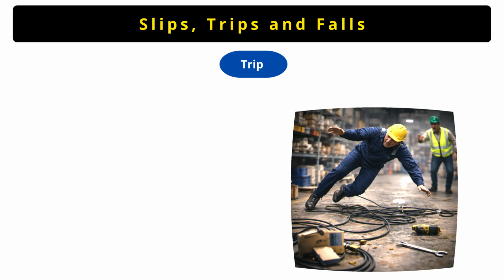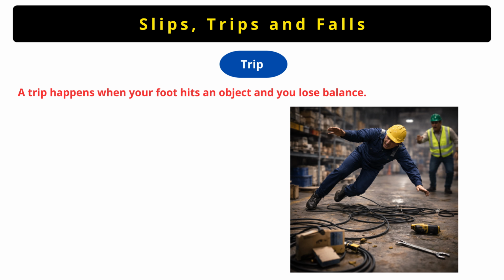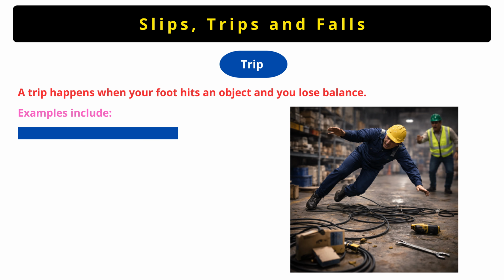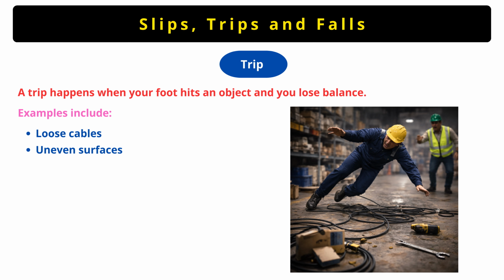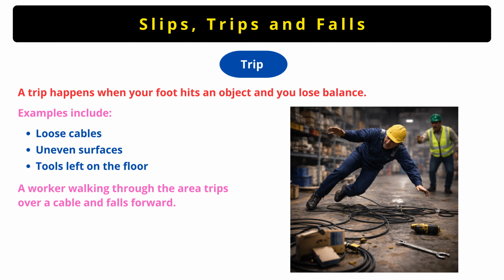Now let's talk about trip. What is a trip? A trip happens when your foot hits an object. For example, a loose cable. A loose cable is an object. If your foot hits that cable, you will trip. Other examples include uneven surfaces and tools lying on the floor. Let's understand with a real example. A worker is walking and their foot gets stuck in a cable. Because the foot gets stuck, the worker loses balance and falls. So that is called a trip.